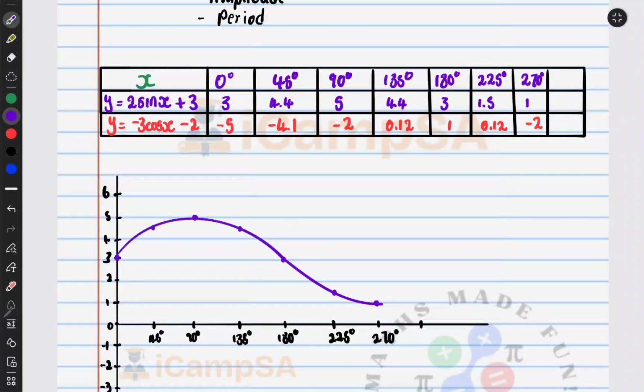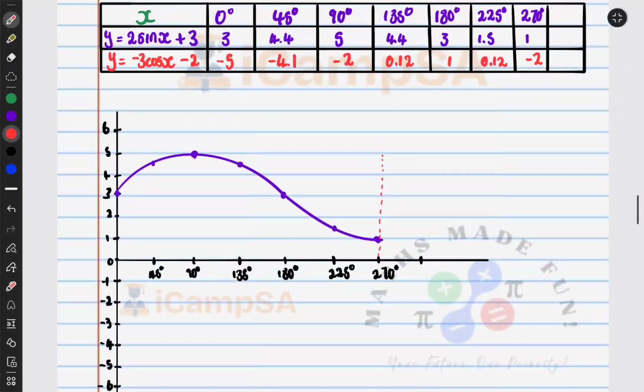Okay, not bad. Okay, and that is our function, and remember that the function ends there at 270. Okay, let's sketch the other one.